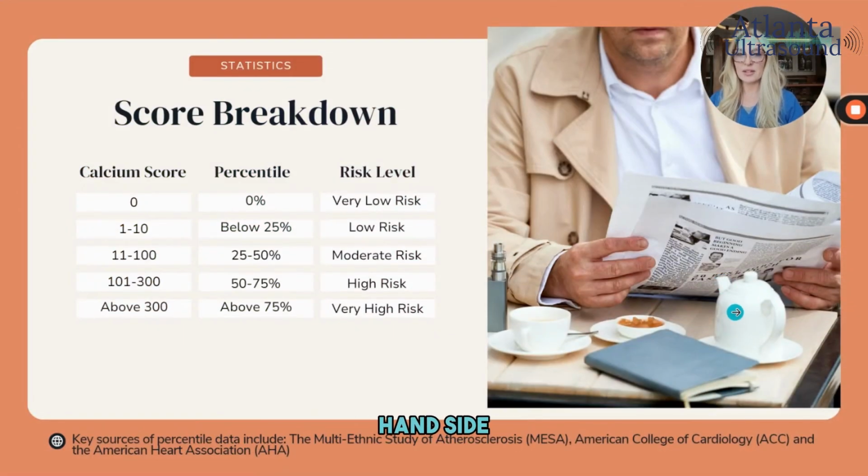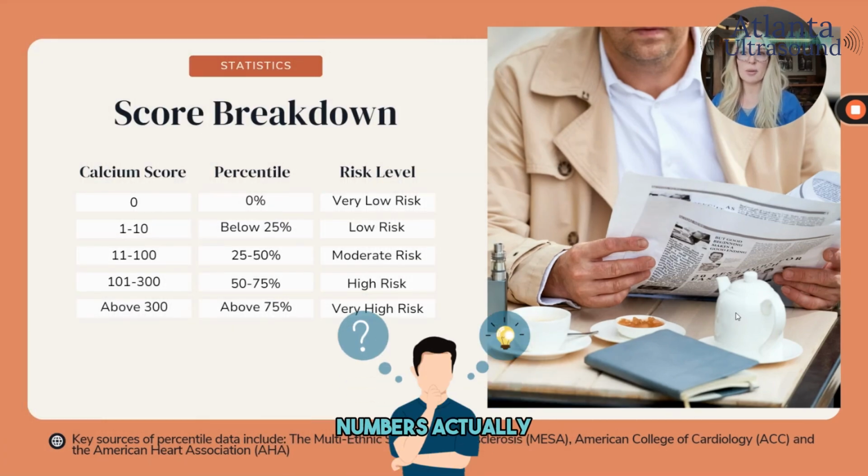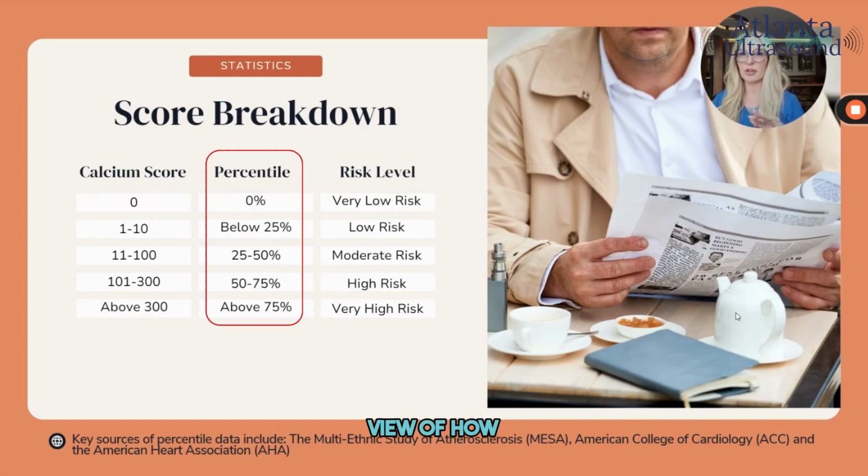On the left-hand side, you're going to see the calcium score. The center will be the percentile, which is you against your peers. And on the bottom is the risk level. Now, let's talk about what those numbers actually mean. Your calcium score is going to fall into one of 5 categories, and I'll include the percentiles to give you a clearer view of how you compare to others in your age group. That will be in that center column.